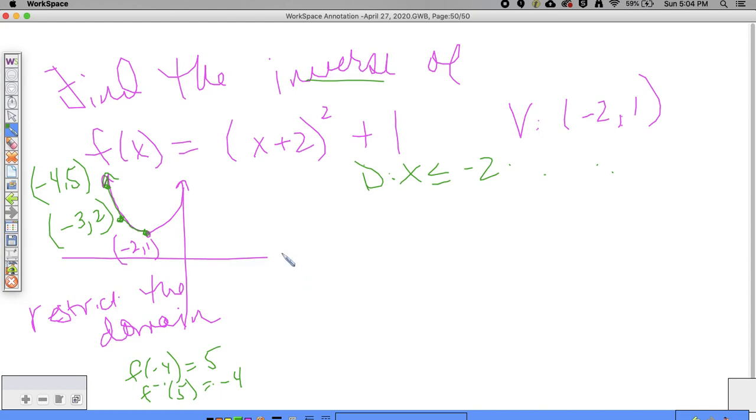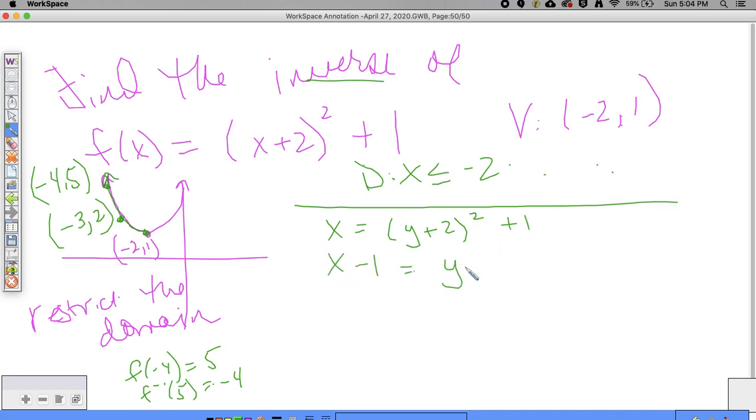So I want to show you something from an algebraic perspective. Now we're actually going to go and get the inverse. I'm going to switch x and y immediately. So now we have x is equal to y plus 2 squared plus 1. And we're going to solve this out. We're going to subtract 1 from both sides.